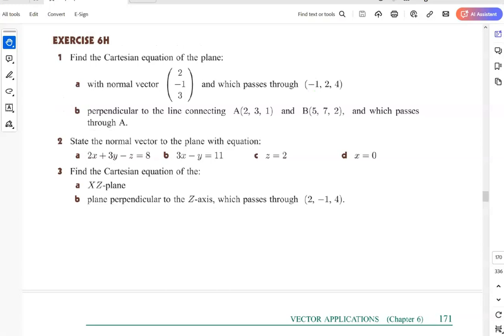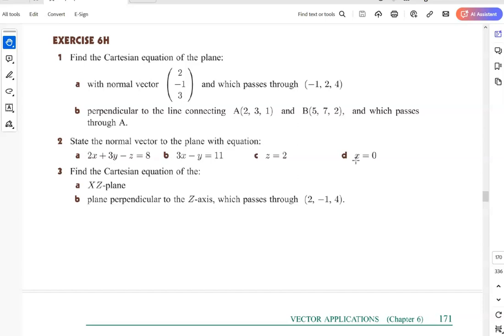State the normal vector then. So basically, what's the vector that's perpendicular to this? Well, 2, 3, negative 1. Sorry, that was 2, 3, minus 1. This one? 3, minus 1, 0. No z means it's 0. Correct. And what about this one? 0, 0, 1. 1, 0, 0. Okay. What about this one?